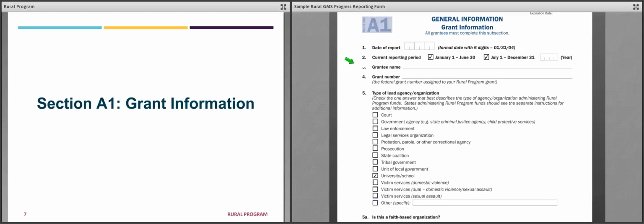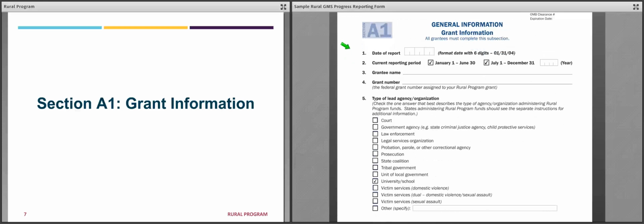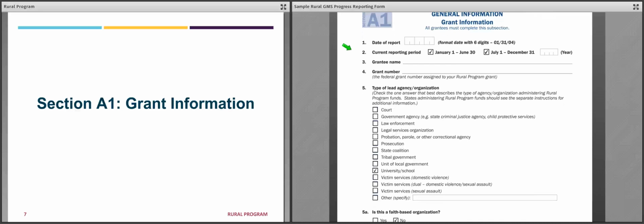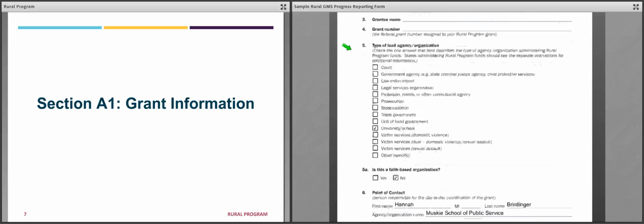I also want to quickly note that it's not in this form, but typically when you download the form from GMS, there are little question marks next to each of these numbers. And in those question marks, you would press them and they would provide you with additional instructions about how to complete that question. Okay, so 2 through 4 are pre-populated.